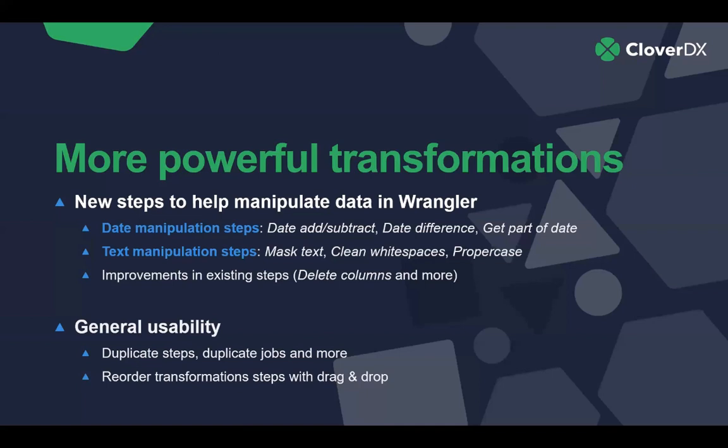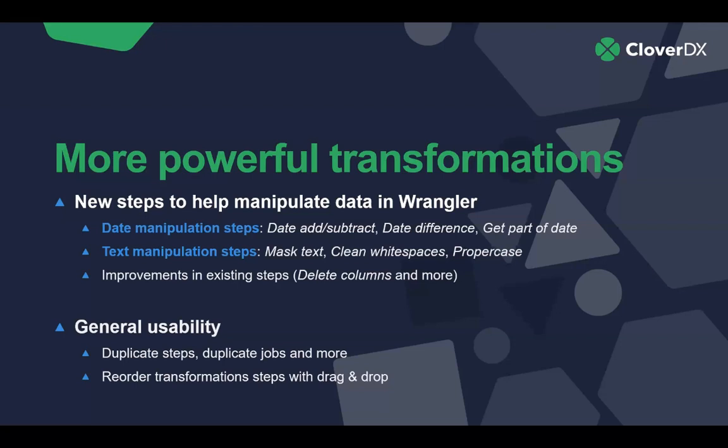The second set of features revolve around the transformation functionality in Wrangler. We've added new transformation steps to help you manipulate your data in Wrangler. For example, there are a few date manipulation steps that allow you to subtract dates so that you can find how far the dates are apart from each other. You can query part of a date and so on. You can work with text and standardize your text in better ways compared to the previous release by, for example, cleaning white spaces or turning your text into proper case.